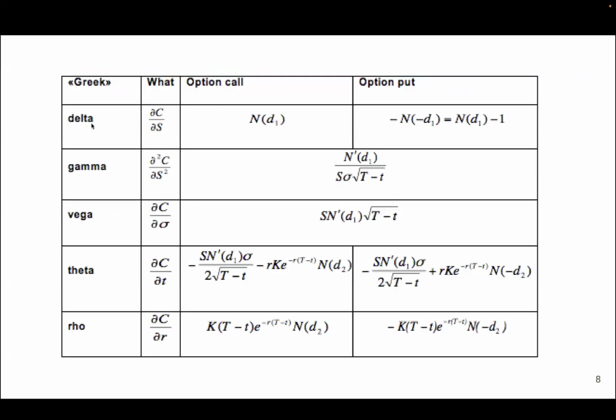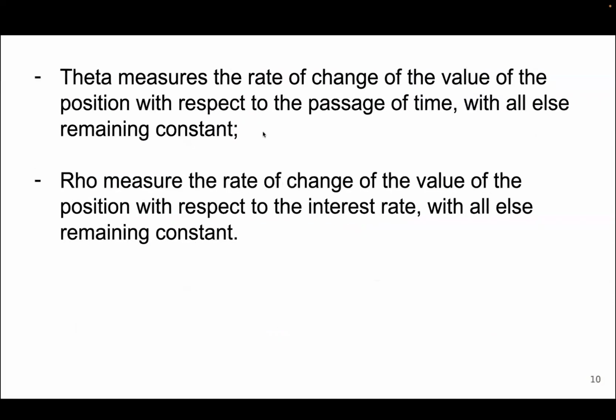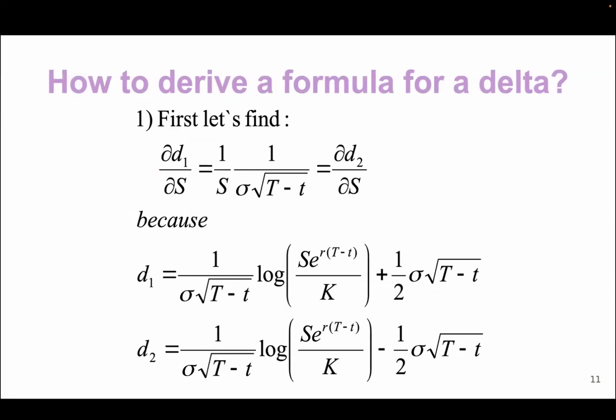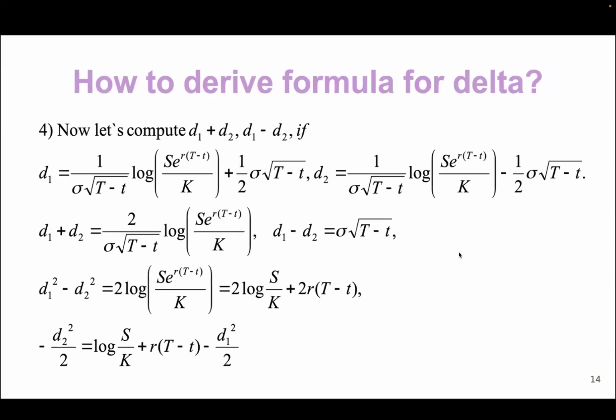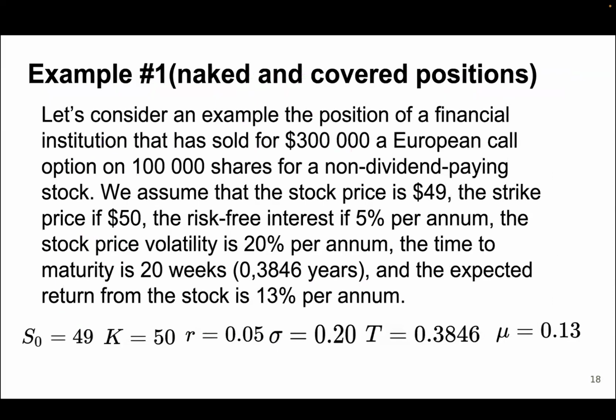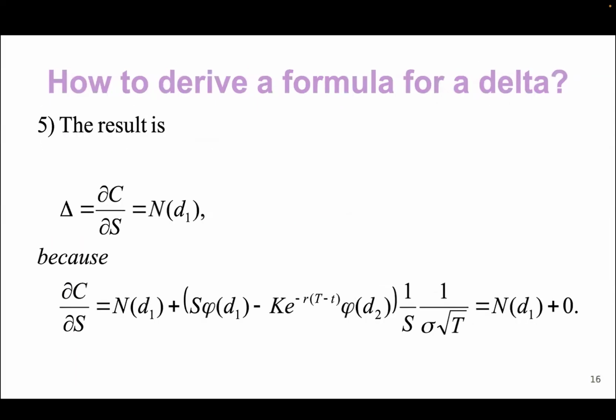So for delta, if you need to compute delta, you need only to find the normal distribution from d1. And how to compute d1, you know, yes? d1 is this expression. Okay. All other Greeks we can compute similarly.